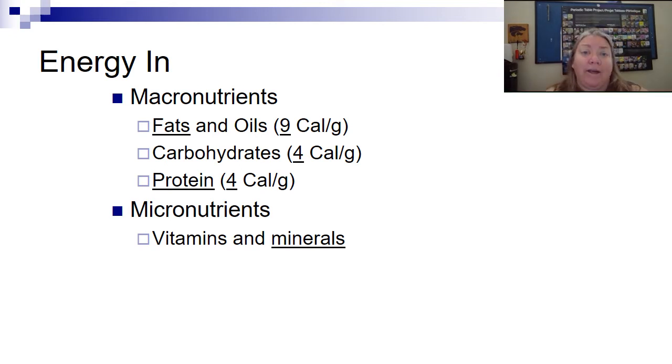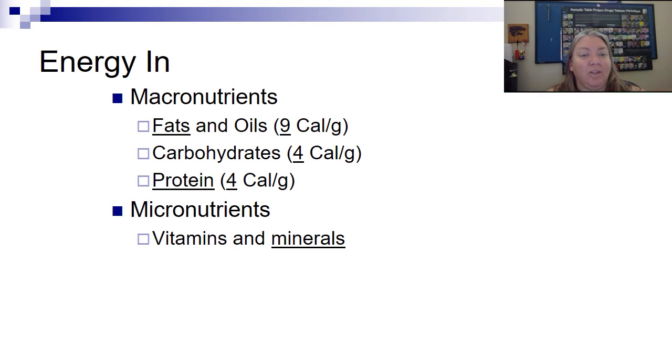So per gram, the fats and the oils have the most energy density. They contain a lot of energy. Fats and oils have 9 calories. So remember, calories, that's the way we measure energy per gram of that substance. Carbohydrates and proteins both have 4 calories per gram.